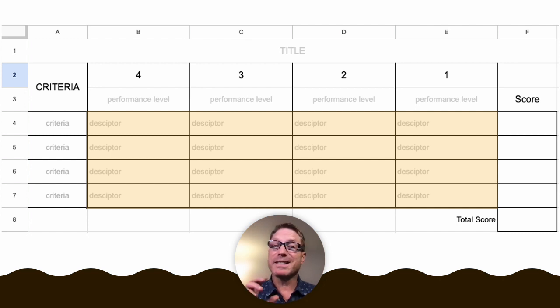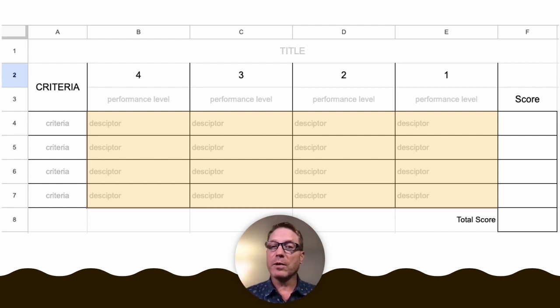So if a student exceeds each one of those, what would that look like, right? How would they exceed what you expect them to do, and add that to number 4? Use the same wording that you have in number 3. Just have it describe something that goes beyond what you expect.